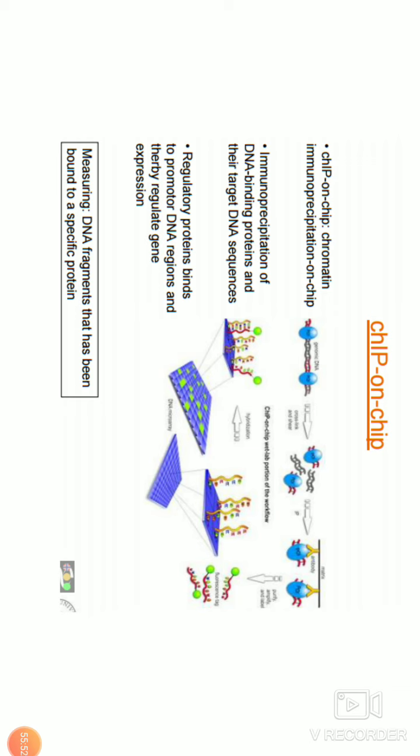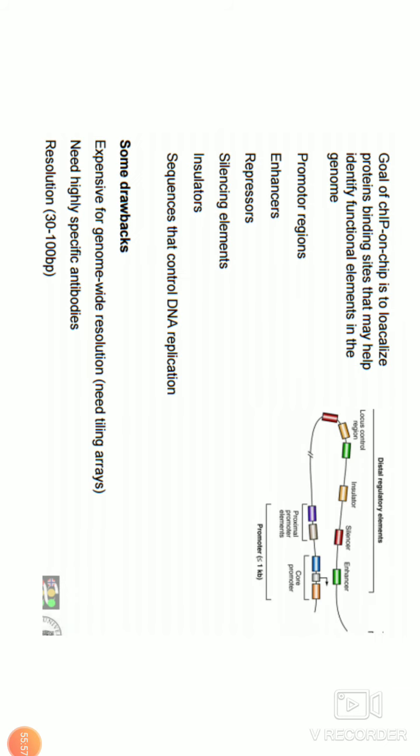Microarray can be used for DNA fragments that have been bound to a specific protein, and that will give a clear image of what kind of promoter regions are there, enhancers, repressors, silencing elements if any, insulators, or sequences that control DNA replication. There are some drawbacks: it is expensive for genome-wide resolution, you need highly specific antibodies, and the resolution is only between 30 to 100 base pairs.